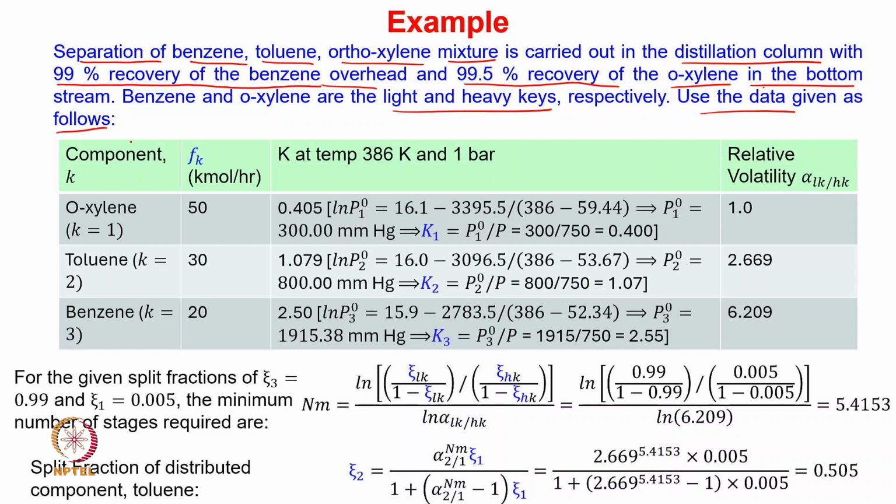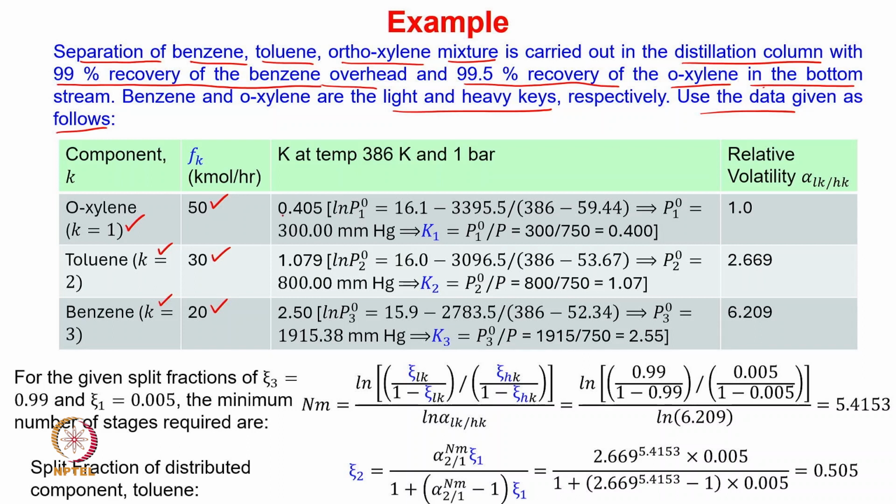So here you can see there are three components: orthoxylene, toluene and benzene. We have represented them as component 1, component 2 and component 3. Their molar flow rates are given as 50 kilomole per hour for orthoxylene, 30 kilomole per hour for toluene, and 20 kilomole per hour for benzene. Again, the equilibrium constants are given here.